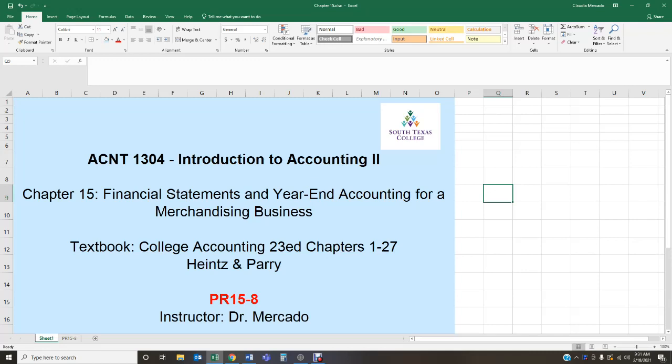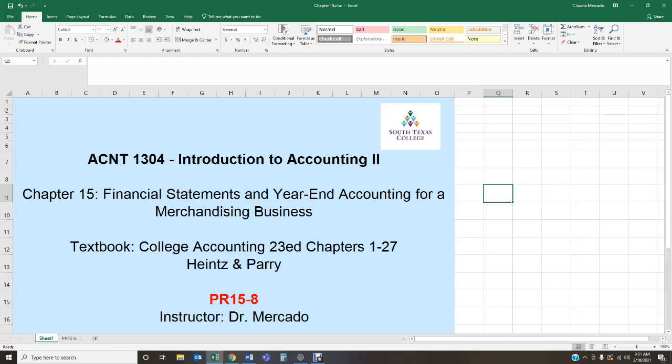This particular week we are going to be covering Chapter 15, which deals with financial statements and year-end accounting for a merchandising business. Okay, this is a very important chapter. We're going to learn how to prepare financial statements. We're going to learn to calculate a variety of financial ratios. We're going to do closing entries. There's a lot of information being presented in this chapter.